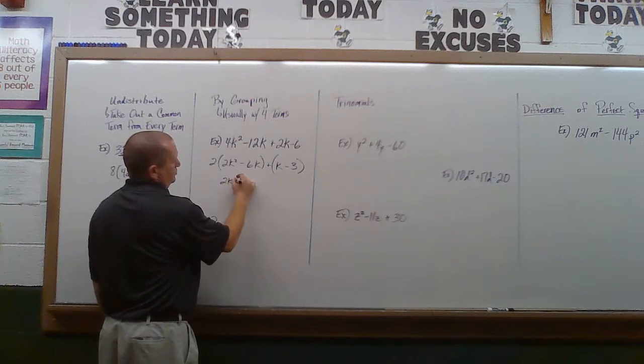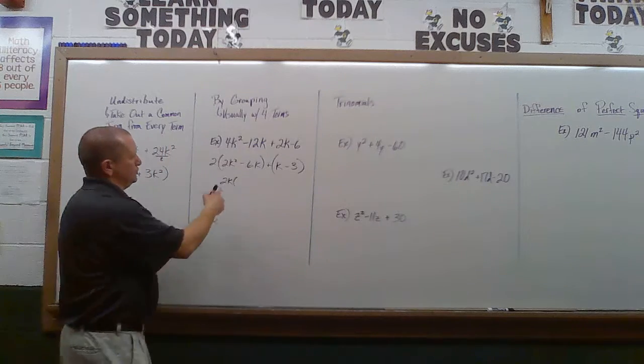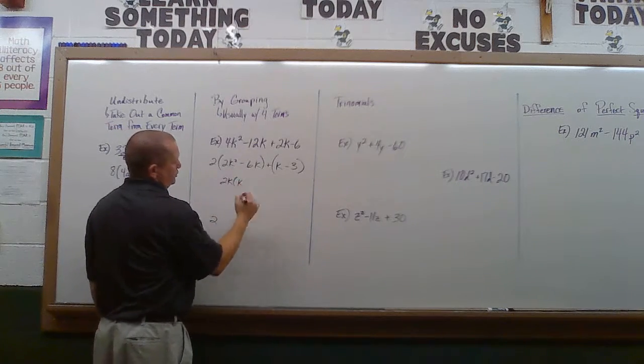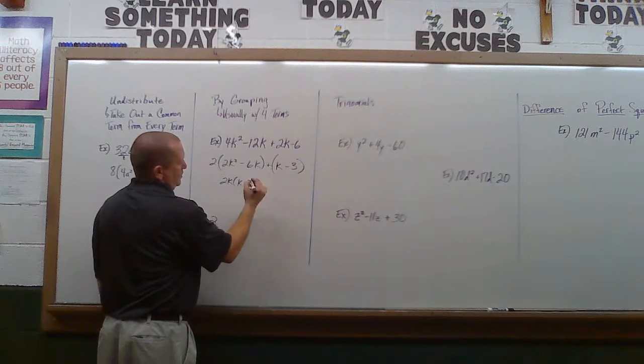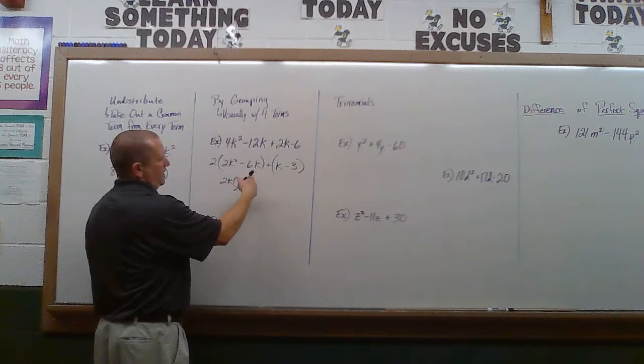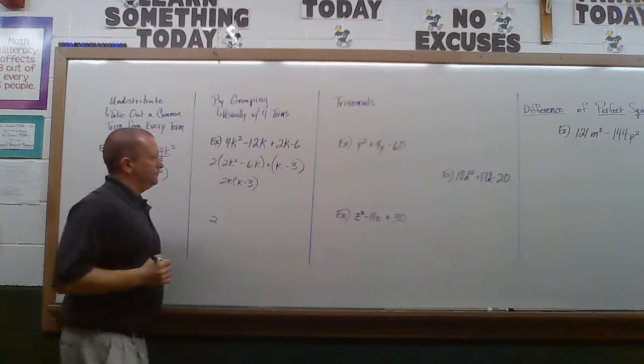So here I could take out 2k. If I take 2k out of the first one, I end up with just a k. And over here, 6 divided by 2 is 3. Don't forget to bring down the sign. And then the k's cancel each other out.